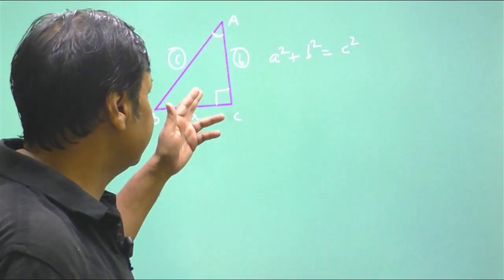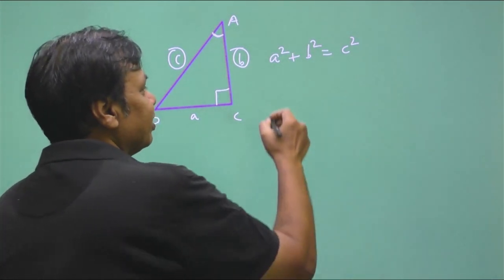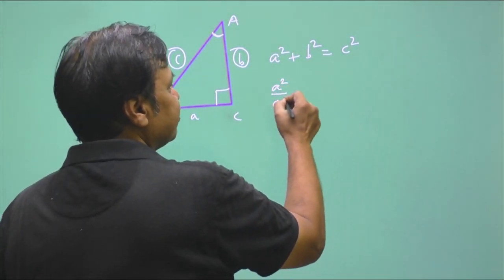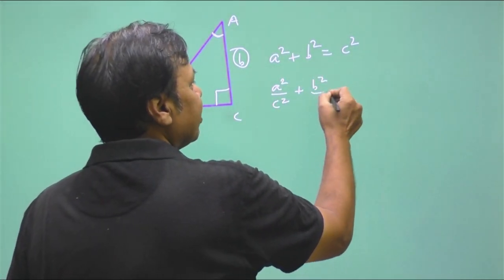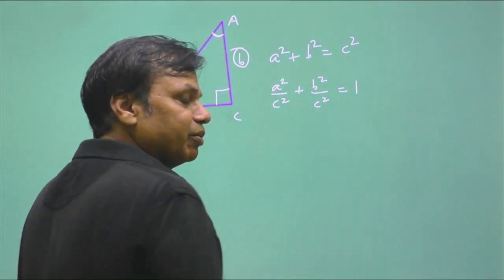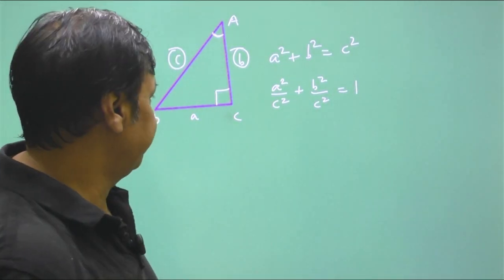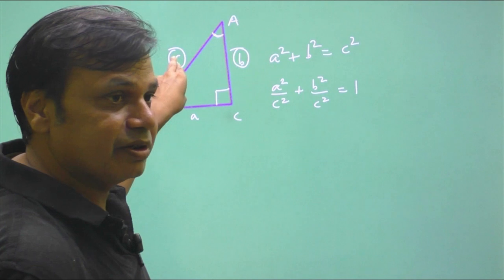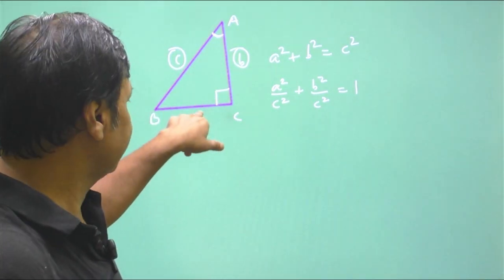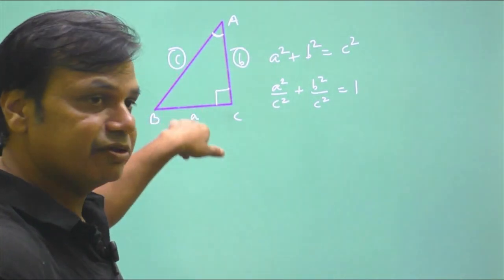And you can also write a square upon c square plus b square upon c square equal to 1. You know, a by c here is sine A.